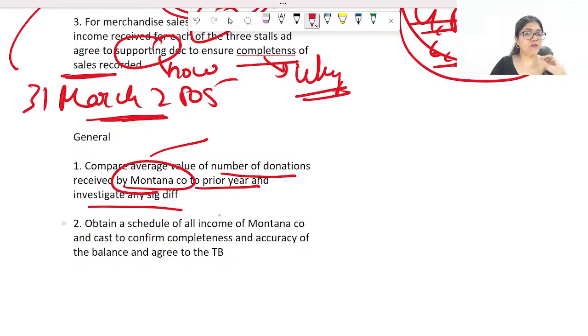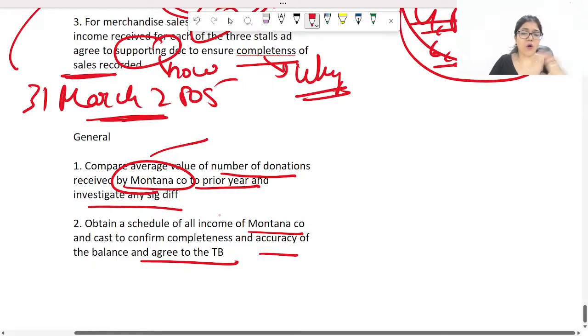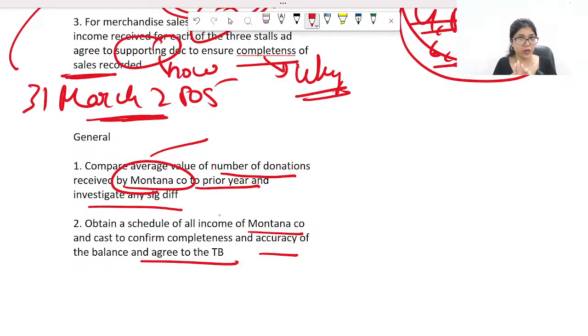Prior year significant differences, obtain schedule of income of Montana and cast it, completeness, accuracy and all of these are general ones, right? So now I told you 3 which were exactly case specific, wherein I did not refer to any general substantive procedures. One which I made general to specific, and these 2 are purely general with the question name in them, right? So with this we are done with our first substantive procedure. I hope that this is clear to you.